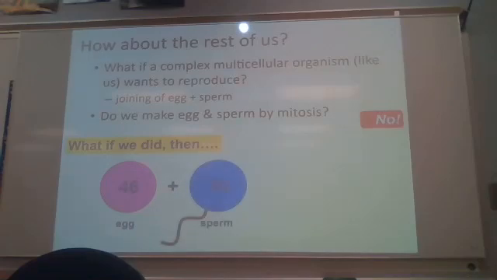So when you join them together, what would happen? You would have 92, okay, which is twice too many. Okay? And if that individual then tried to make egg and sperm through mitosis, their egg or sperm would also have 92. So we would double the number of chromosomes every generation. There's a lot of problems with doing that. So we can't make egg and sperm through mitosis. Instead, we need to reduce that number of chromosomes.